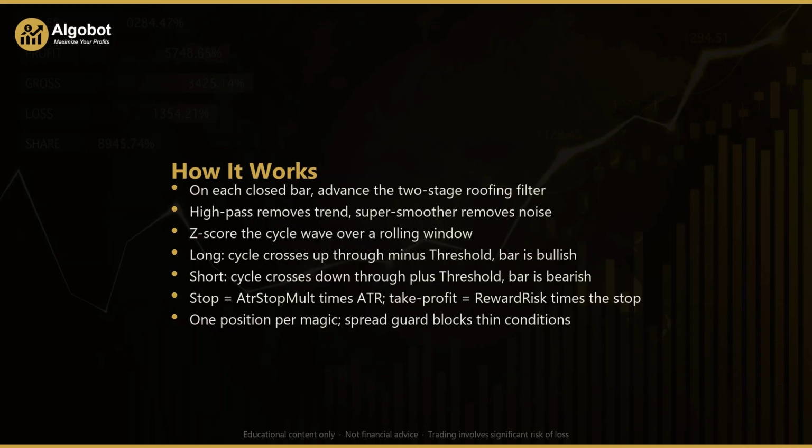Risk is handled with the average true range. The stop is placed a multiple of ATR beyond the entry, set by the ATR stop multiple, defaulting to 1.5. The take profit is a reward to risk multiple of that stop distance, set by reward risk, defaulting to 1.2. The EA holds only one position at a time per magic number, and a spread guard blocks new entries when the spread is wider than the max spread points setting. Once in a trade, the bracket manages every exit automatically, so the plan is set the moment the position opens.